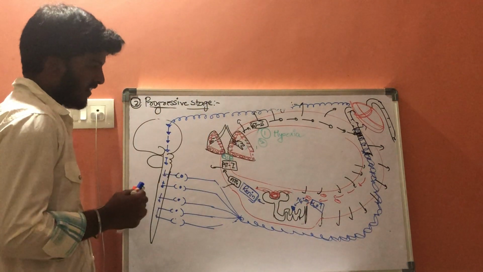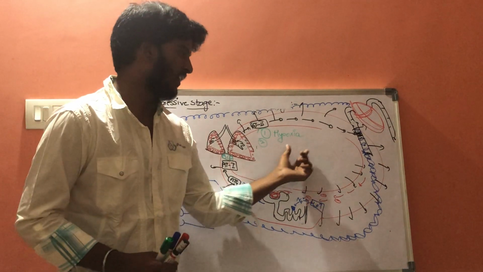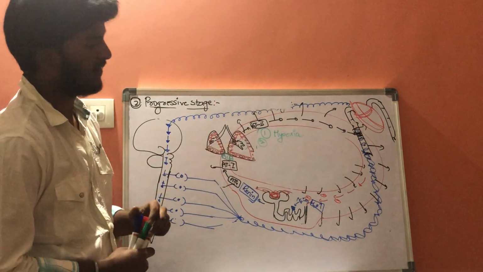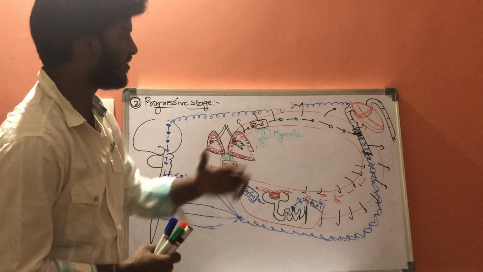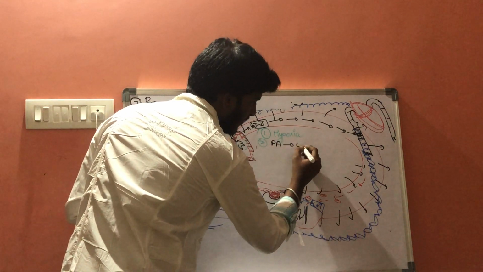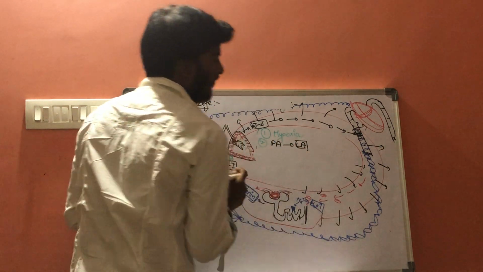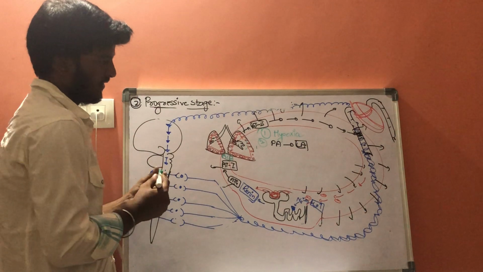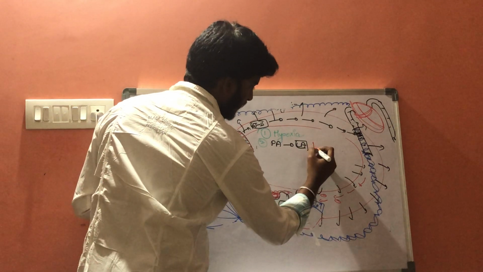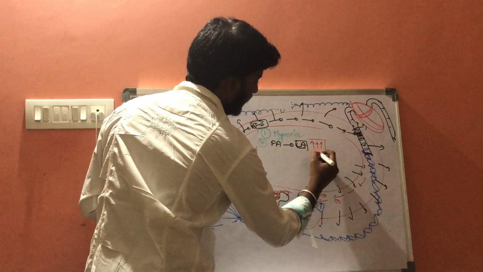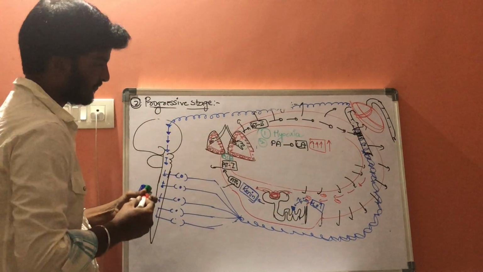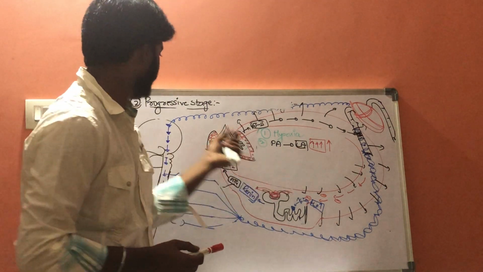So whenever there is a decrease of oxygen, it results in hypoxia. Now, because of the absence of oxygen, pyruvic acid will convert into lactic acid. Whatever lactic acid is present, there will be an increase of lactic acid secretion. Lactic acid secretion inside the body will be increased. So this is the second characteristic feature of the progressive stage.